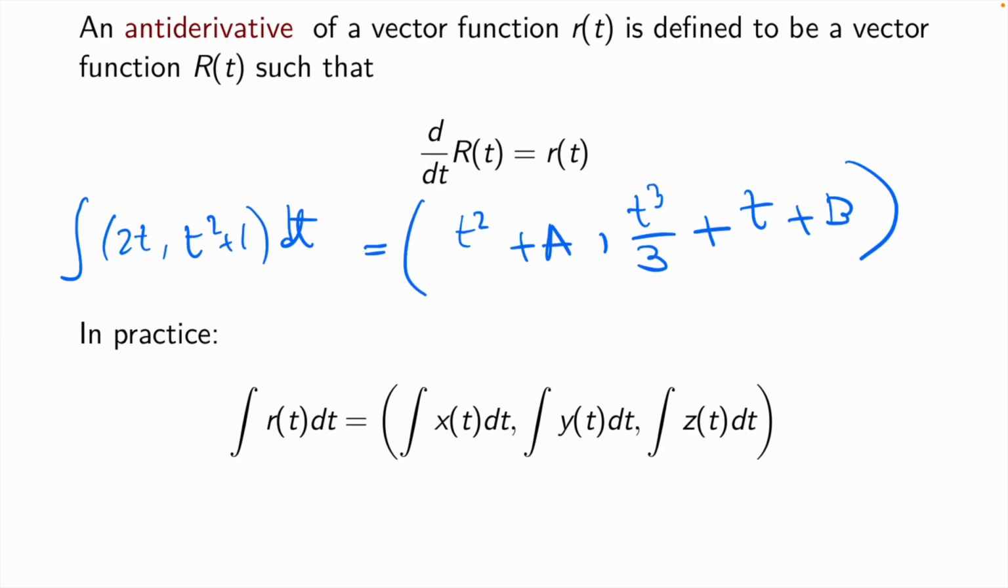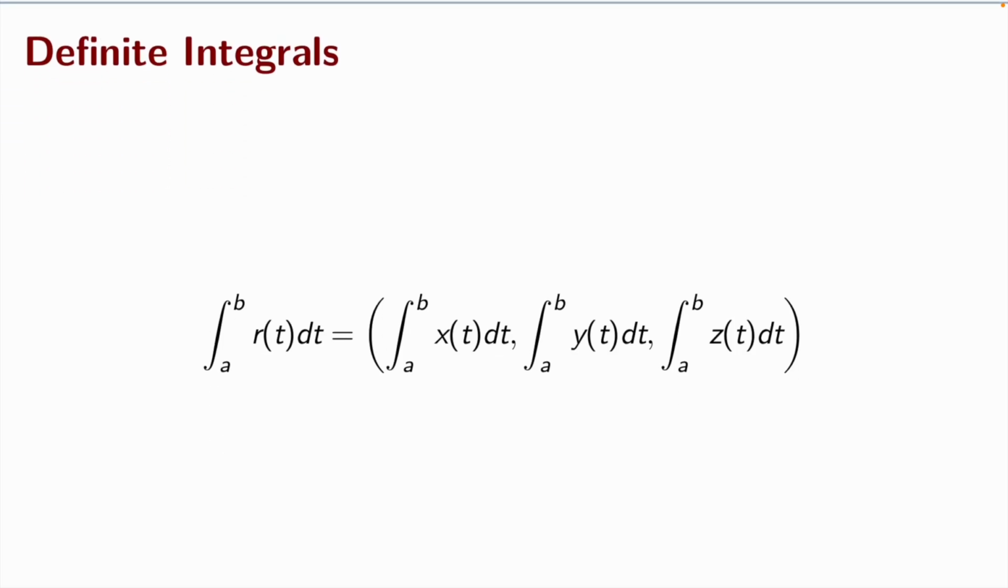Observe that the constant vector, if we want to write it, is plus c, where c is a constant vector. So this will be then equal to the function t squared comma t cubed over 3 plus t, plus, and here the constant vector will be the vector AB. That would be another way to write this indefinite integral or this primitive. And in the same way, we can also calculate a definite integral. So the definite integral is just the indefinite integral evaluated between a and b.